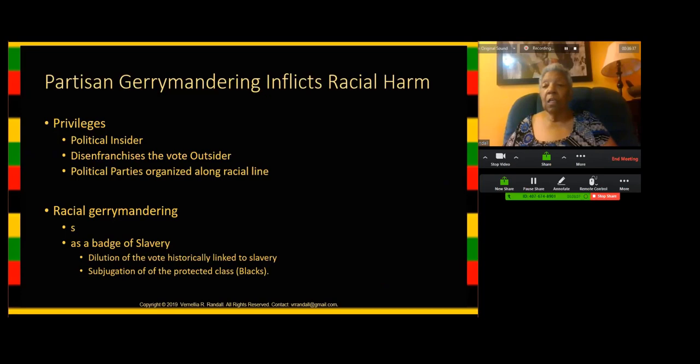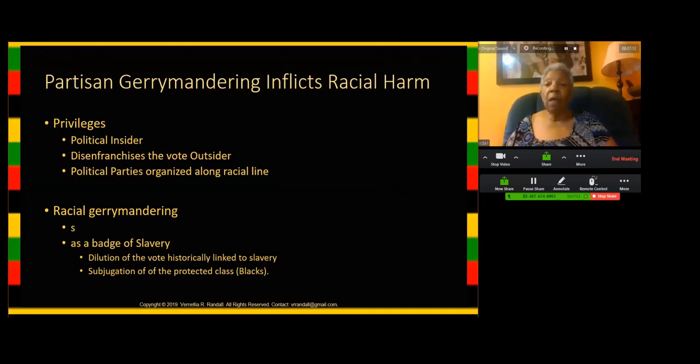So partisan gerrymandering privileges political insiders. It disenfranchises voter outsiders. I'm not a Democrat or Republican, I'm a socialist. Partisan gerrymandering means I can never have my views represented because I can never get enough votes to win a representative. But the biggest problem for racial minorities is that political parties are organized along racial lines.